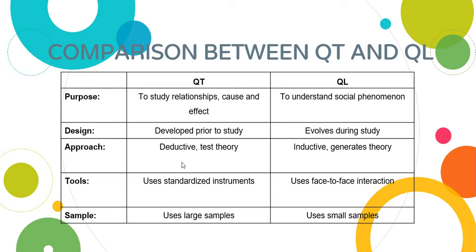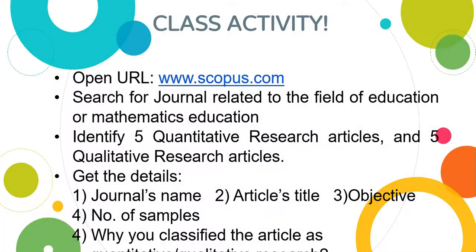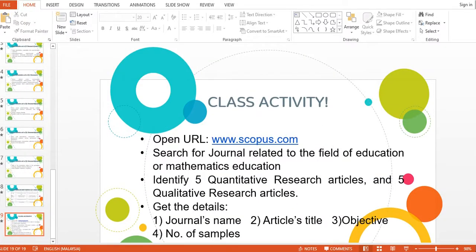Approach: this one is deductive, this one is inductive. Tools and instruments: standardized instruments, for example a questionnaire. This one, qualitative, is more face-to-face interaction, interview, observation. Most of the time quantitative uses large samples, compared to qualitative which only involves small samples. Sometimes 3 people is enough just to answer your research question. That's qualitative.